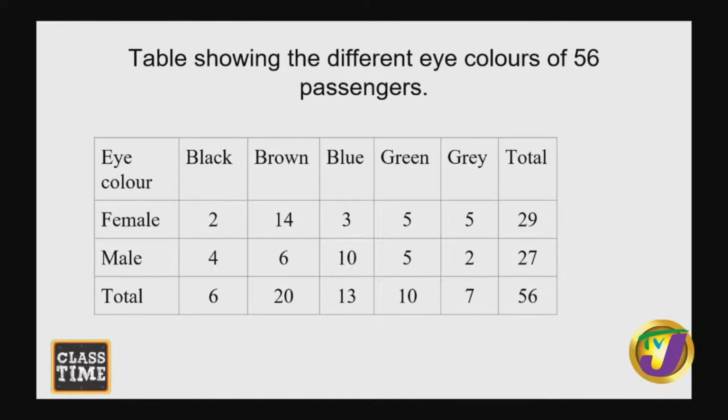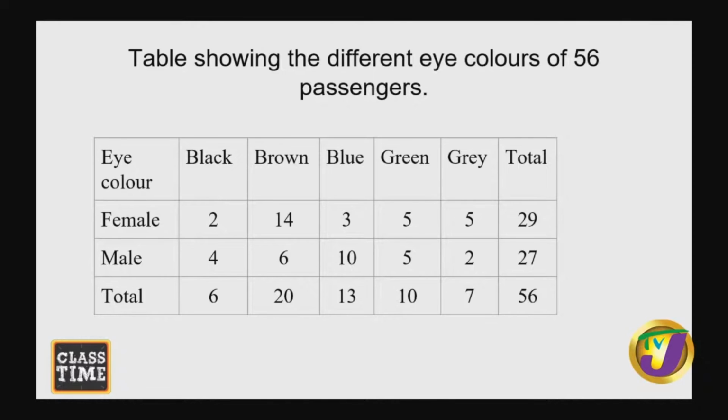So they realized that the passengers had black eyes, which is very rare, brown eyes, blue eyes, green eyes, and gray eyes. Contact lens? Yeah, well, we don't know. They really couldn't go up to people and ask them. So they recorded 2 females with black eyes, 4 males with black, brown, 14 females, 6 males. You can look at the array.